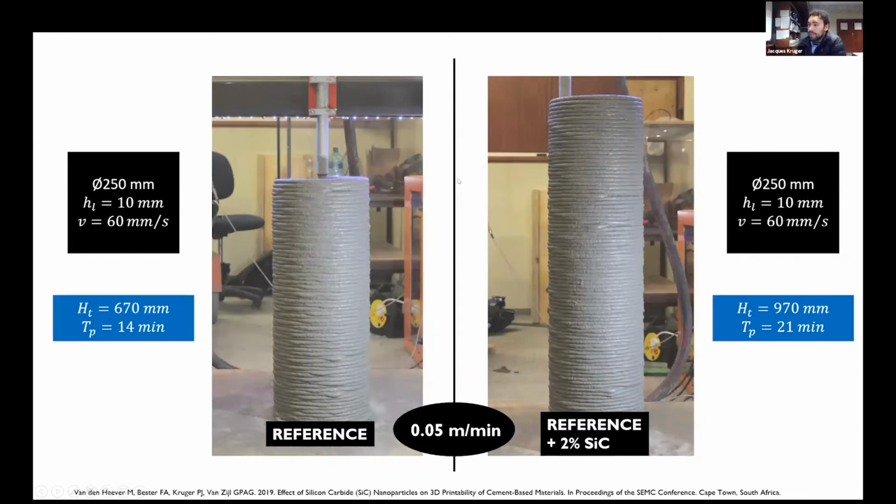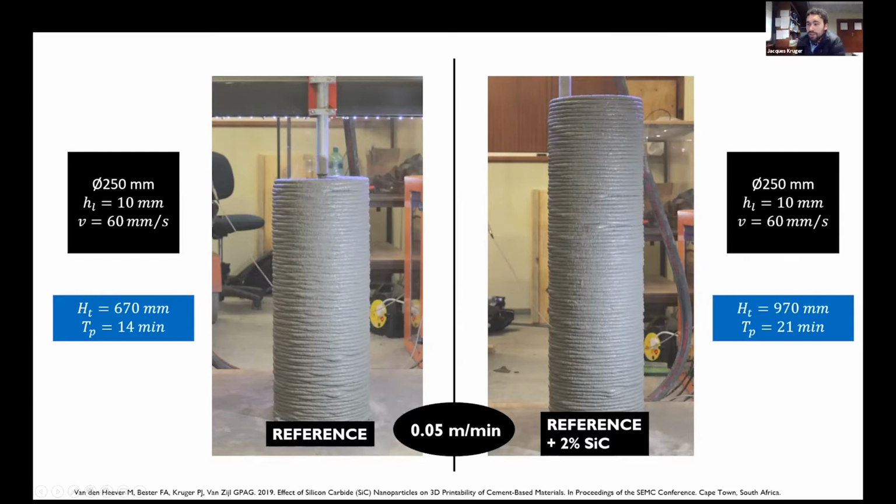To give you an example, at Stellenbosch University, we conduct a lot of buildability tests, which essentially is just printing a lot of filament layers on top of each other until the column falls over. So it's either plastic yielding or elastic buckling, just like a typical structural design. In our case, we printed a hollow column, 250 mm diameter, layer height 10 mm, printing speed 60 millimeters per second. And in 14 minutes, we attained 670 millimeters of height, and then it collapsed by plastic yielding. This was a reference mix, and we achieved 0.05 meters per minute vertical building rate.